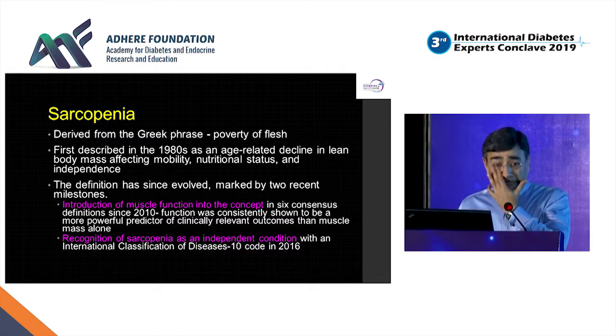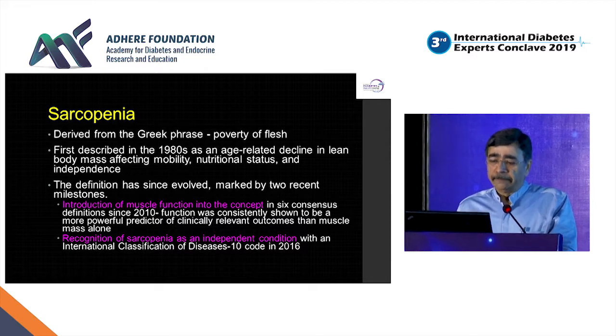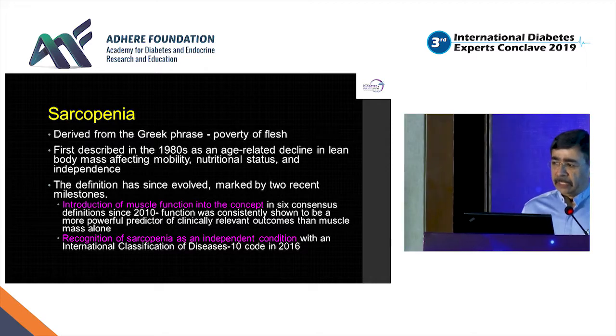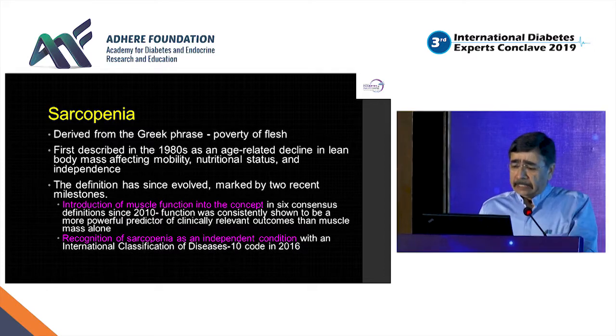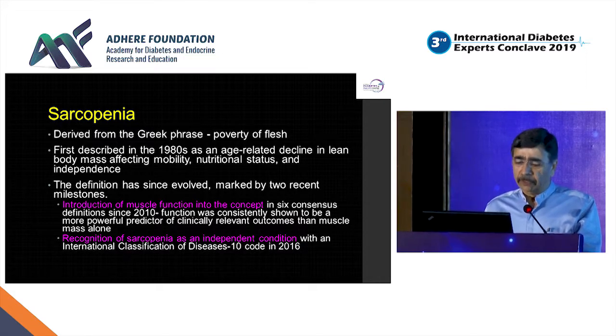So sarcopenia basically is derived from a Greek term which means poverty of flesh. Sarco is flesh, penia is poverty. Some people say that it should be renamed as myopenia because we talk of muscle mass. It was first described in the 80s to describe age-related decline in lean body mass which affects mobility, nutrition status and independence. The definition since has evolved, and now the definition includes impairment of muscle function, and it is also now identified as an independent disease in the International Disease Codes with the ICD code of 10.